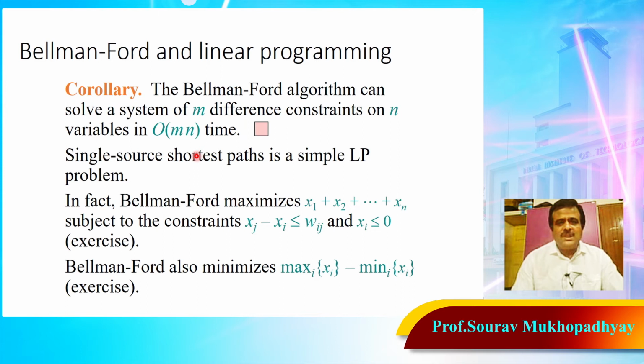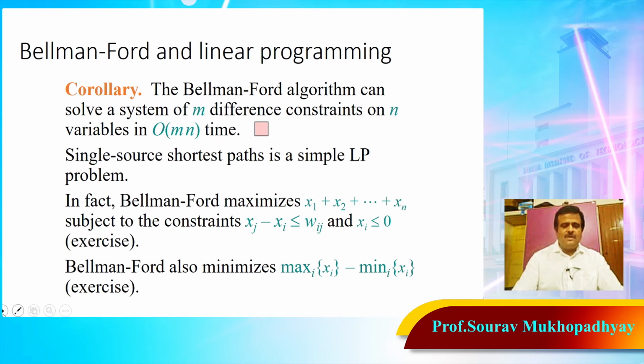Now, not only will this give us a feasible solution, it can also maximize x1 plus x2 if we have to maximize it, where our C is all zeros or all ones. So, that can maximize this. You can take it as an exercise, it can even minimize the maximum of xi minus the minimum of xi. Okay, so this you can take.